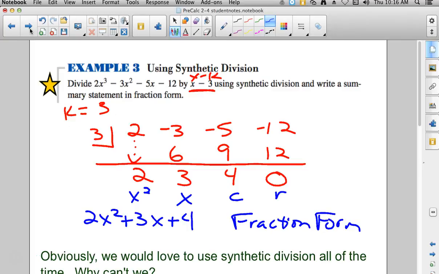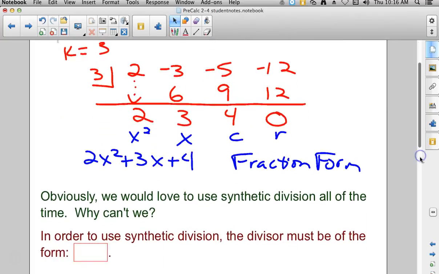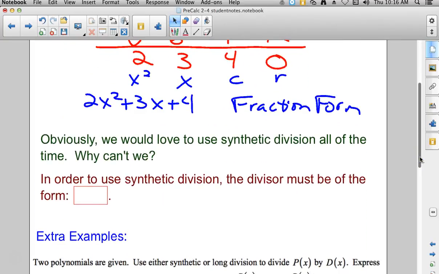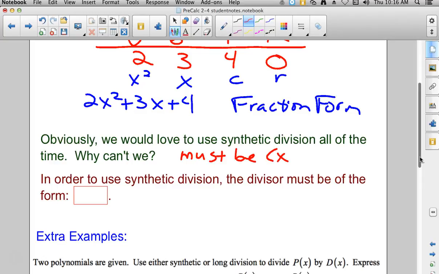Again, synthetic only works with factors of x minus k form. Can't use it if there's a number in front of that x. It doesn't work. So obviously, we would prefer to use this all the time if we could, but we can't because it must be in x minus k form. That's why we still have to learn long division. We don't have a choice. We need something else.